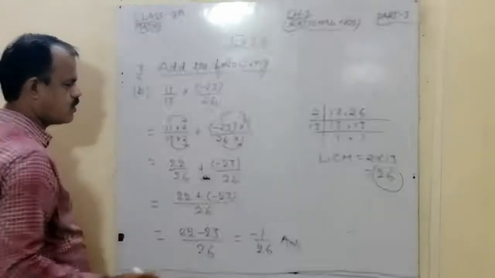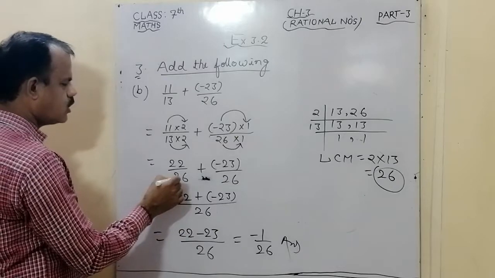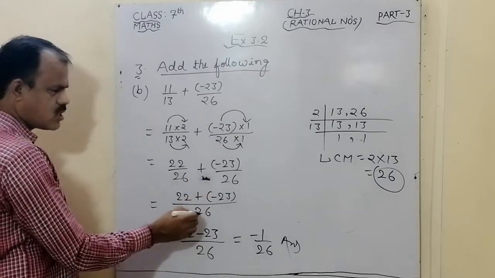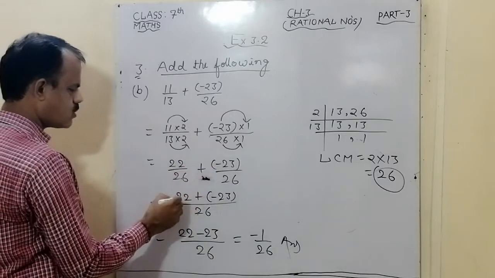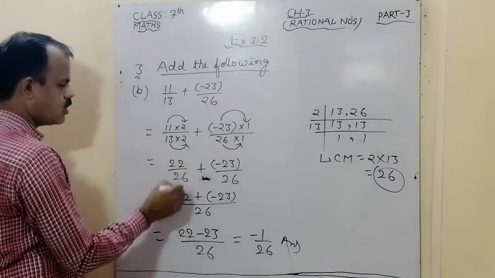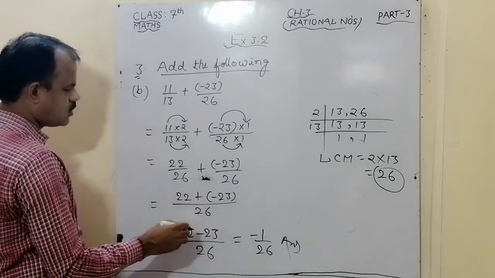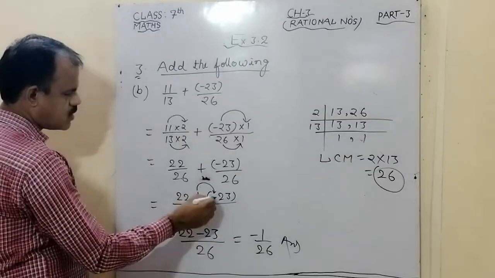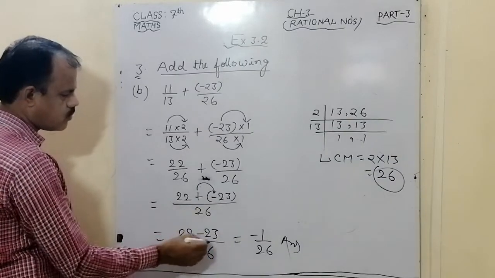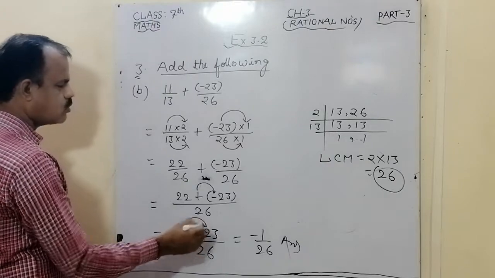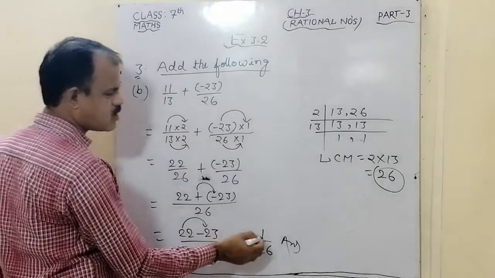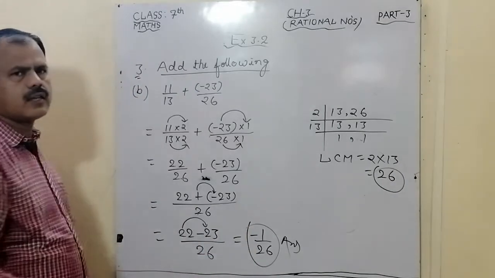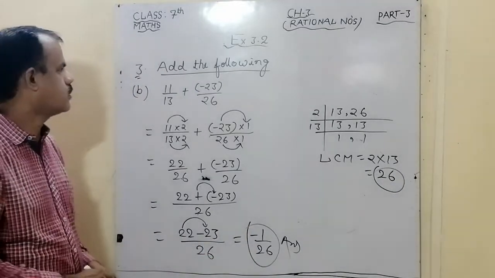Now it becomes like fractions. Again we take the LCM, 26. Now write the numerators as indicated here, 22 plus minus 23. Plus into minus, so 22 minus 23 upon 26. Now 22 minus 23 becomes minus 1 upon 26, and this is the final answer. Like that you can solve the remaining part.